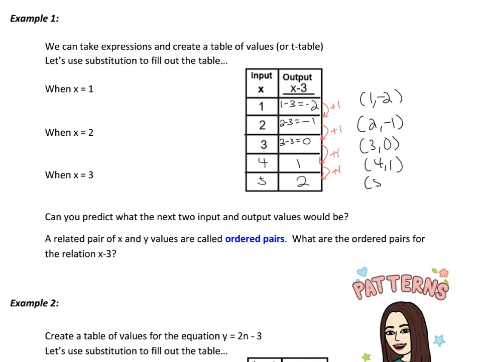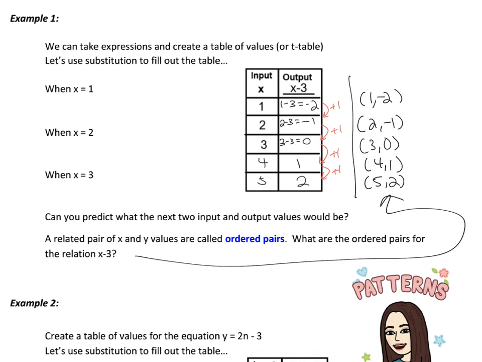These are ordered pairs. This tells us that when x is a certain value, so 1, your output, your y, is going to be negative 2. When x is 2, your output is negative 1. When your input is 3, your output is 0. When input is 4, your output is 1, and so on and so forth. Okay, so these are the ordered pairs for the relation x minus 3. Okay, so we answered this right over here.